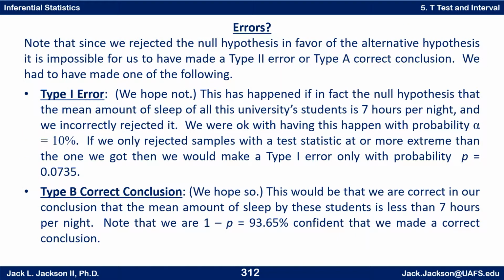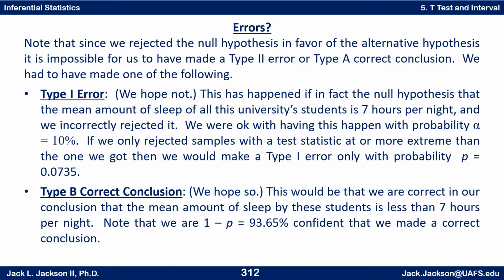Now notice that since we rejected the null hypothesis in favor of the alternative hypothesis, it's impossible for us to have made a type 2 error or type A correct conclusion. We had to have made one of the following: a type 1 error, well, we hope not, but this has happened if in fact the null hypothesis that the mean amount of sleep at all university students really is 7 hours per night, and we incorrectly rejected it. We were okay with having this happen with a probability of alpha equals 10%.